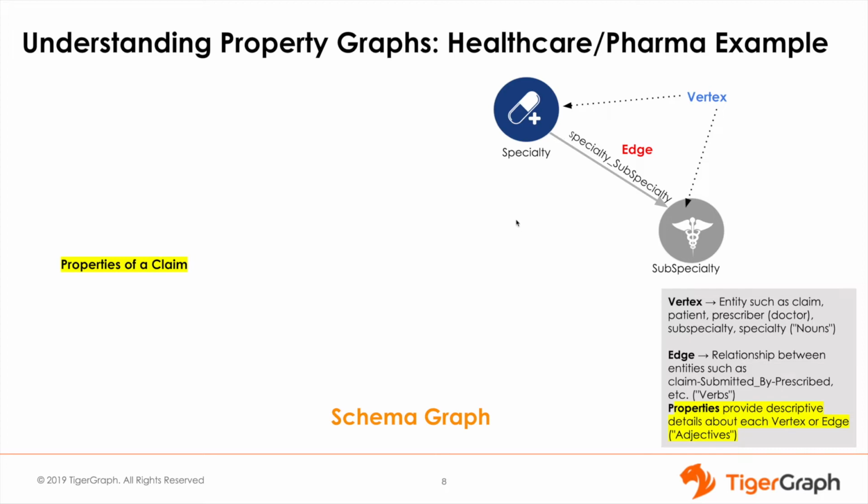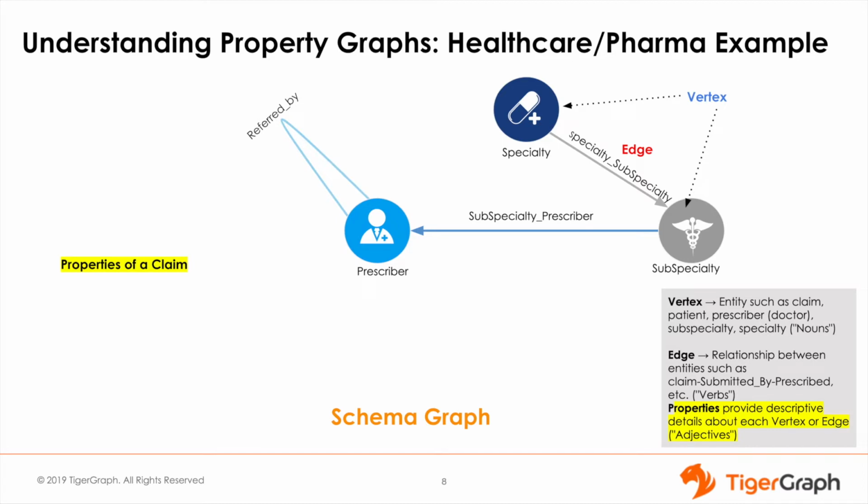The first vertex we see is the specialty of a doctor, such as cardiac care or general practice. There is a subspecialty such as interventional cardiology, which is essentially a cardiac surgeon or someone who performs operations on your heart. As we build this graph out, each of these entities or objects, specialty, subspecialty, as well as prescriber, which can be a doctor or prescribing nurse, a claim, and a patient, are all represented by a vertex, and the relationships among them is modeled by an edge.